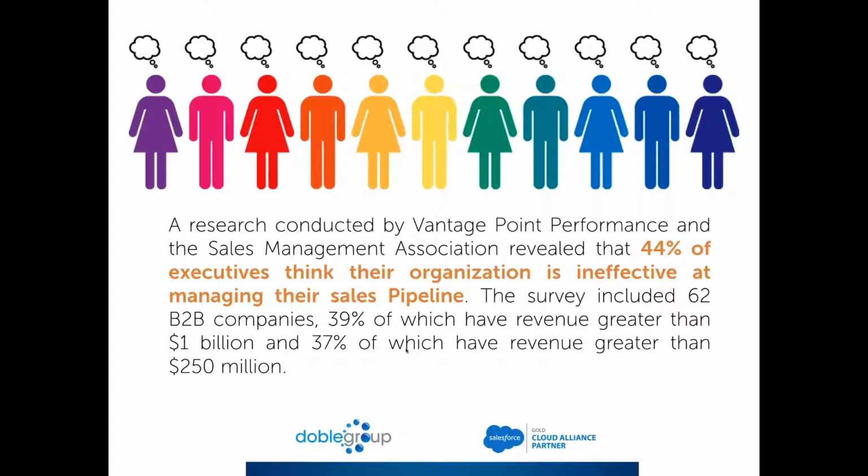As we get into the core topic, there was research conducted by Vantage Point Performance and the Sales Management Association that demonstrated that 44% of executives think their organization is ineffective at managing their sales pipeline. We had here a 60% saying average or below average. So that's kind of consistent. The survey included 62 B2B companies, 39 of which have revenues greater than $1 billion, 37 of which have revenues greater than 250 million. So this is very skewed towards larger organizations, but I thought it was important because I don't think that reality for businesses of all sizes differs that much from this.